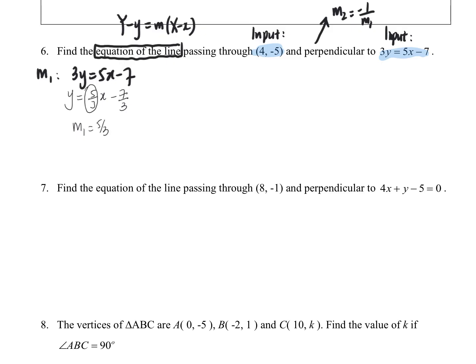Okay, I need to find my second gradient, which is the gradient of the line I want to find. That is perpendicular, right? So I'm going to find my second gradient, this step 2, the second process I go through. I will find the negative reciprocal of this. So it's always negative 1 over my gradient. So you will flip the fraction. So it's actually minus 3 over 5. So this is the gradient of the perpendicular line.